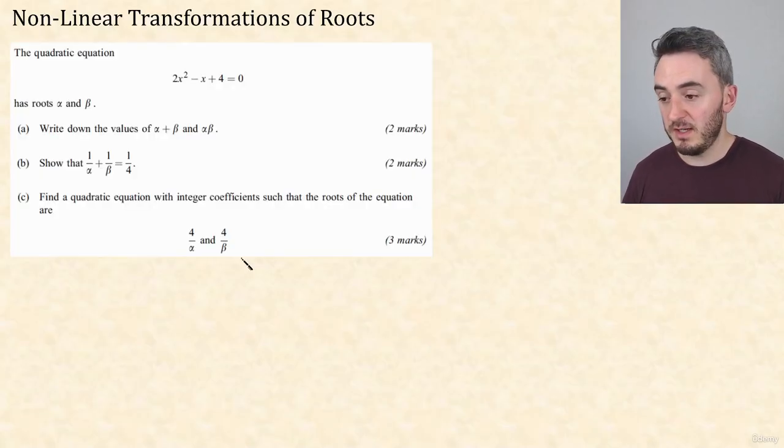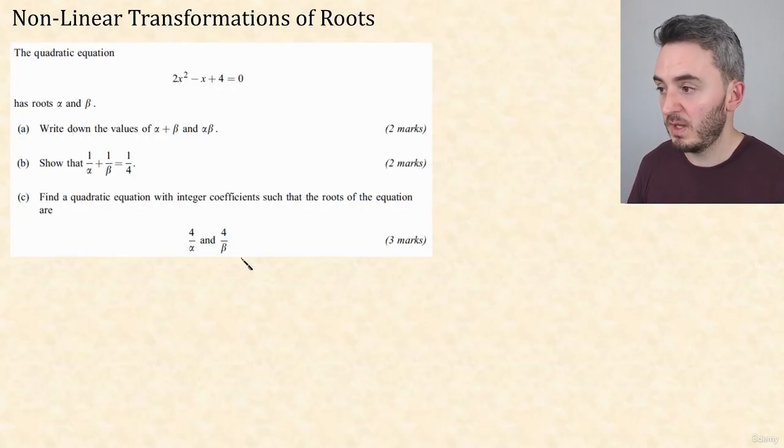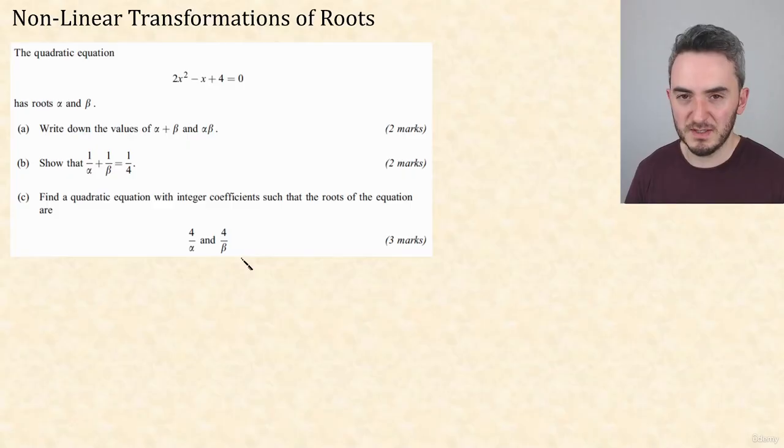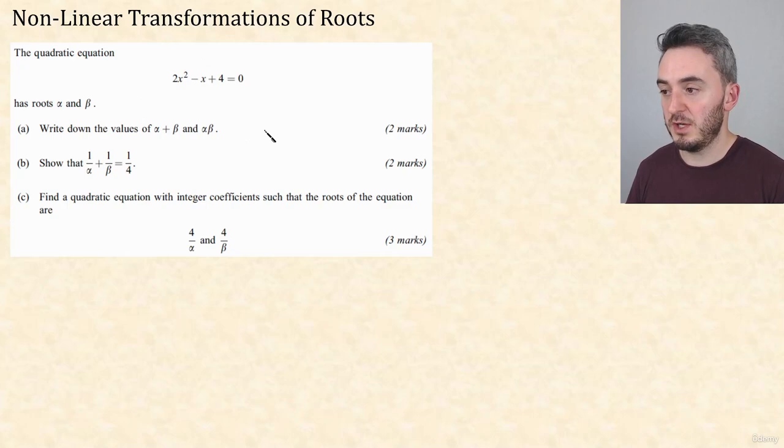Okay, let's try an exam question here. This is useful because it's a practice of the method we've used, and it also highlights an alternative method, which I don't normally suggest, but is maybe appropriate sometimes. Let me show you. So here's a quadratic equation. It has roots alpha and beta. Write down the values of alpha plus beta and alpha beta.